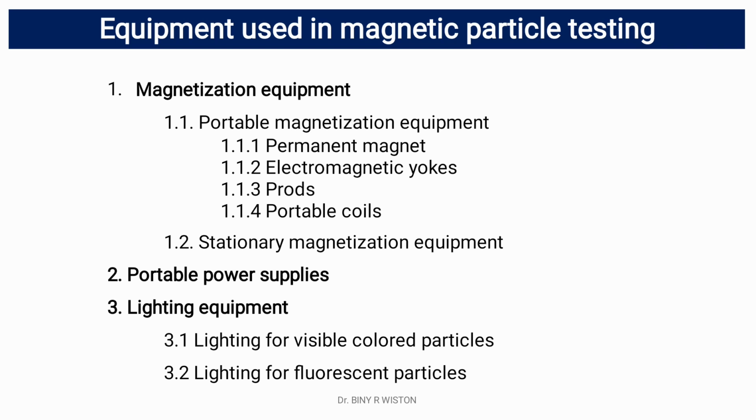This type of magnet generates a very strong magnetic field in a local area where the poles of the magnet touch the part being inspected. Prods are handheld electrodes that can be pressed against the surface of the component to be tested.